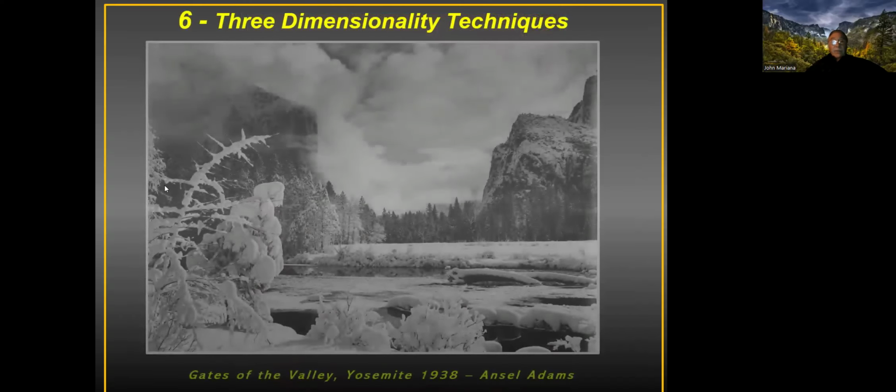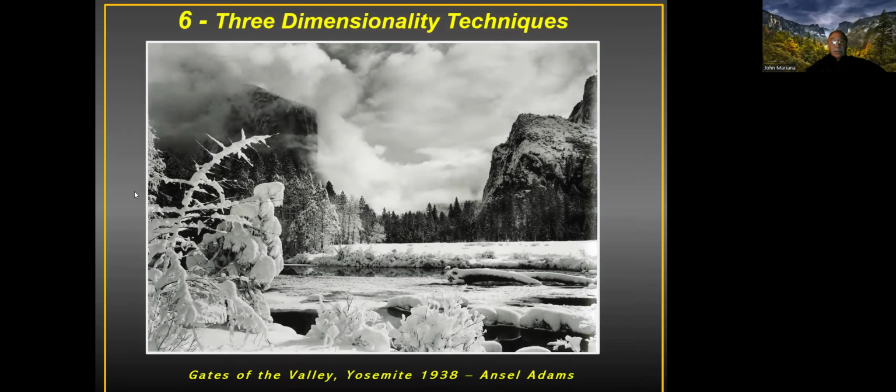So Ansel Adams, one of Ansel's famous images: dark against light, light against dark, and alternating dark and light portions of the image creates three-dimensionality.